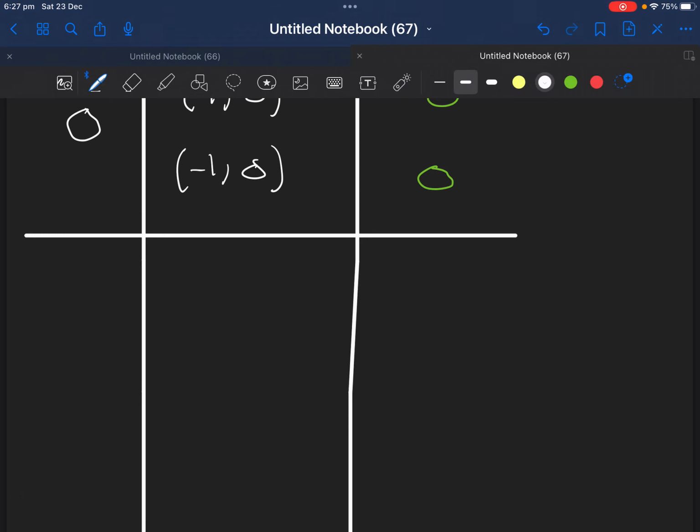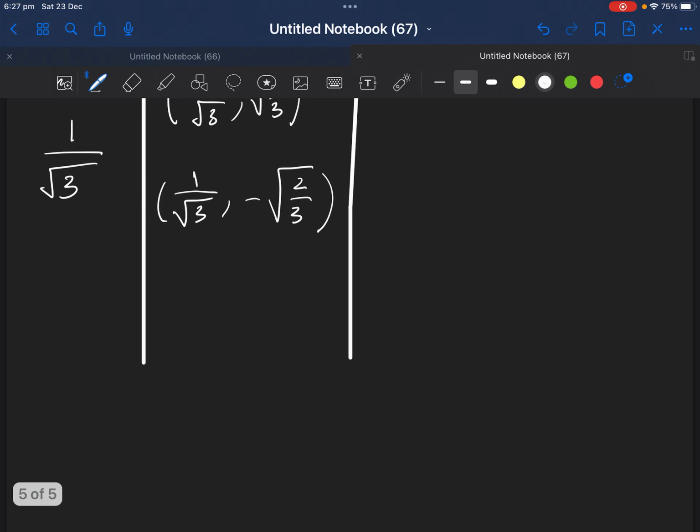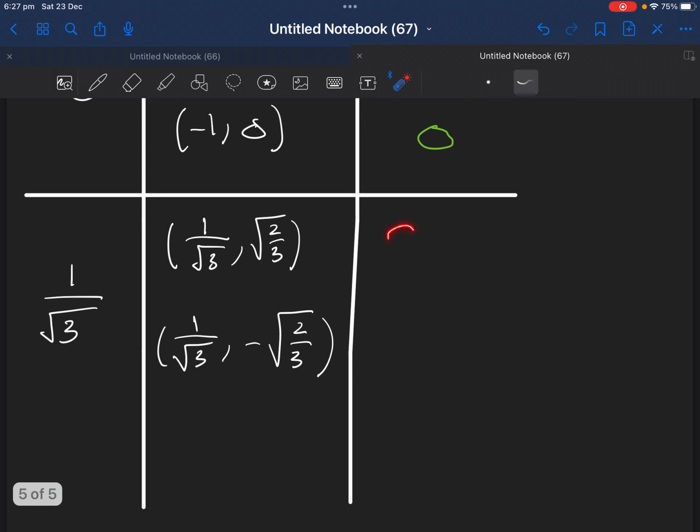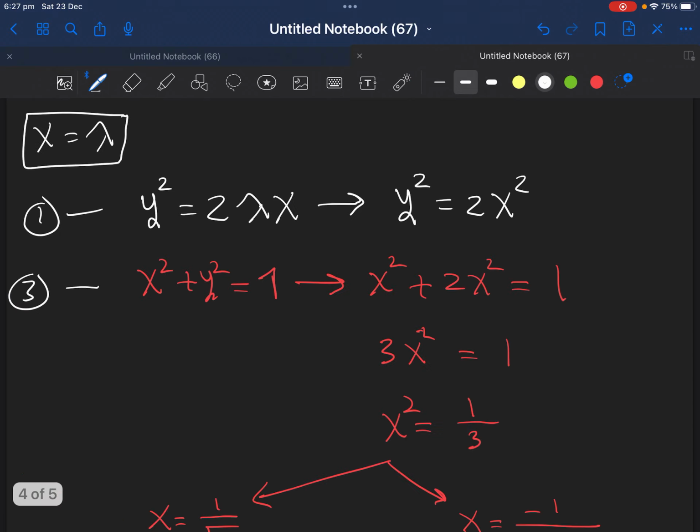So here we have x, lambda is 1 over square root of 3. We get two answers. Square root of 2 over 3. And the second one is negative square root of 2 over 3. Now, each one of them will give me values for the f. I will do it in a minute. Let me just now go and finish all the other possibilities because I didn't finish all the branches.